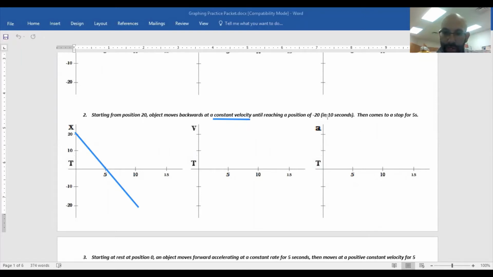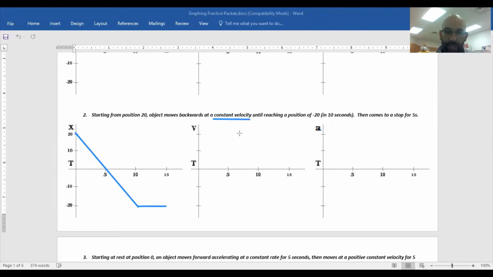And then what do we do at the end? We stop moving. If we're not moving, there's no velocity. If velocity is slope, no slope is represented by a line that is. Let me go back real quick. Those came out incorrect. So then we go straight across.